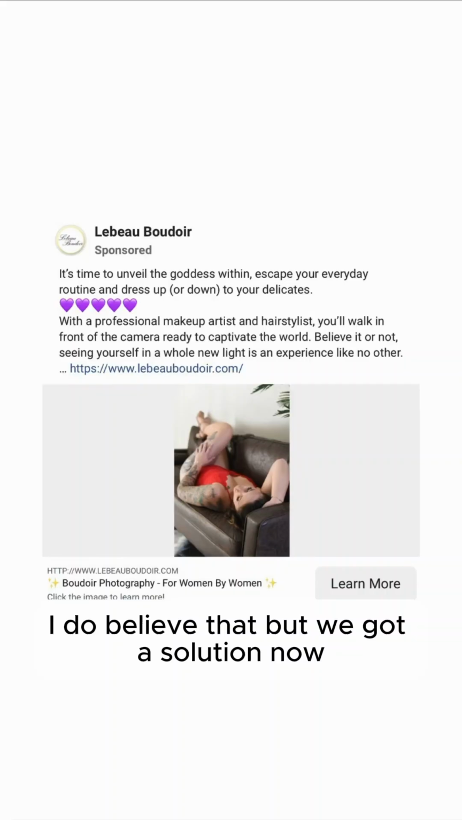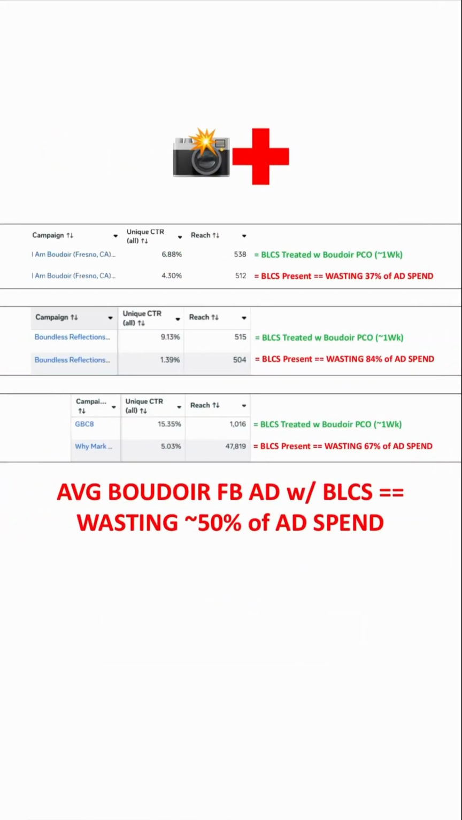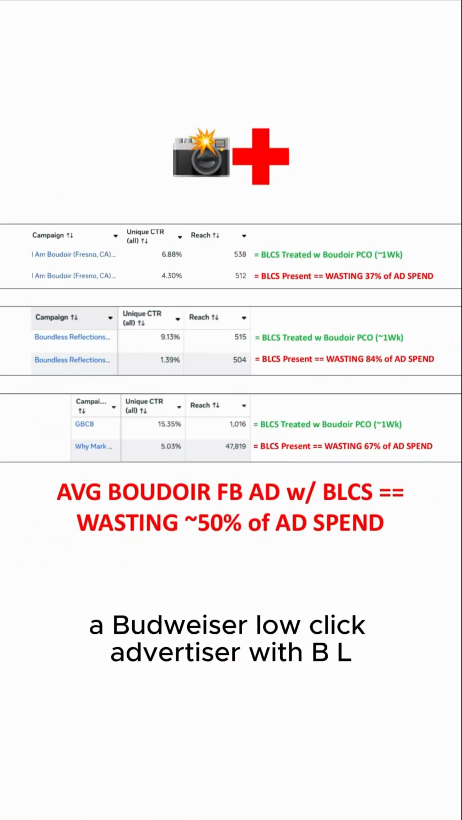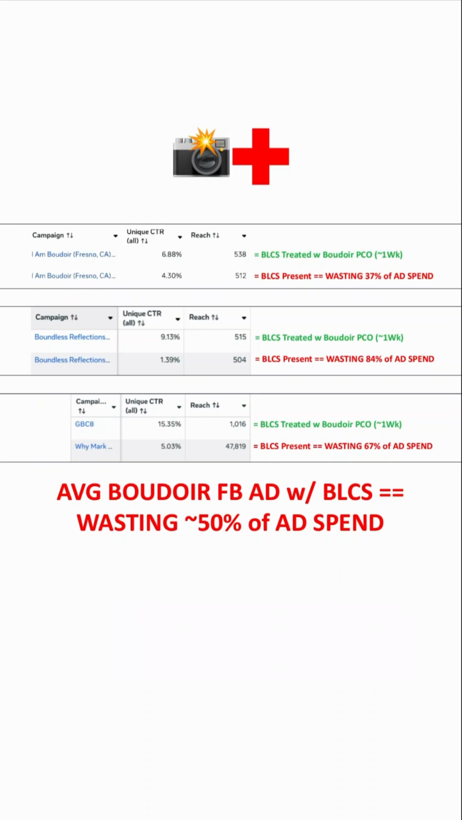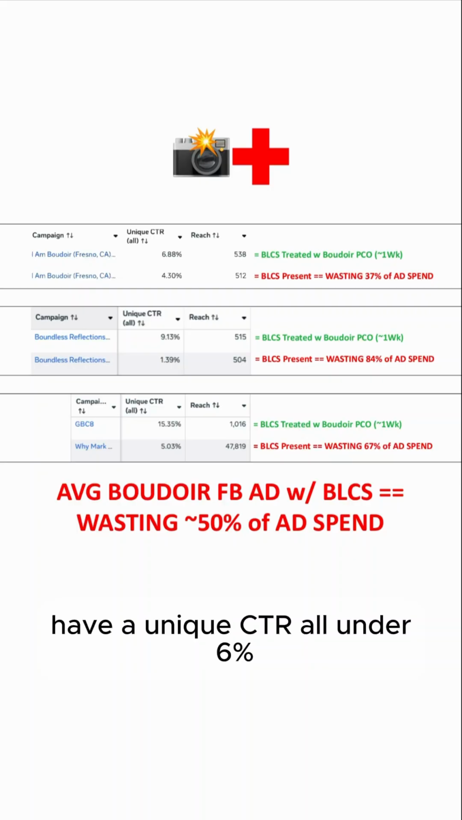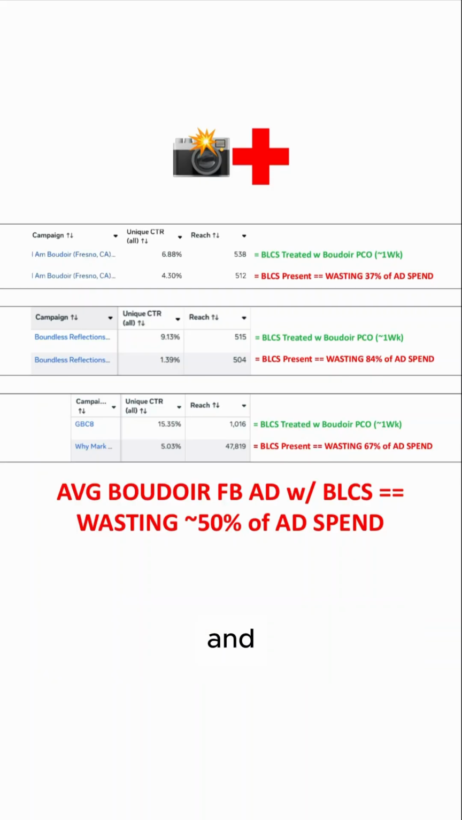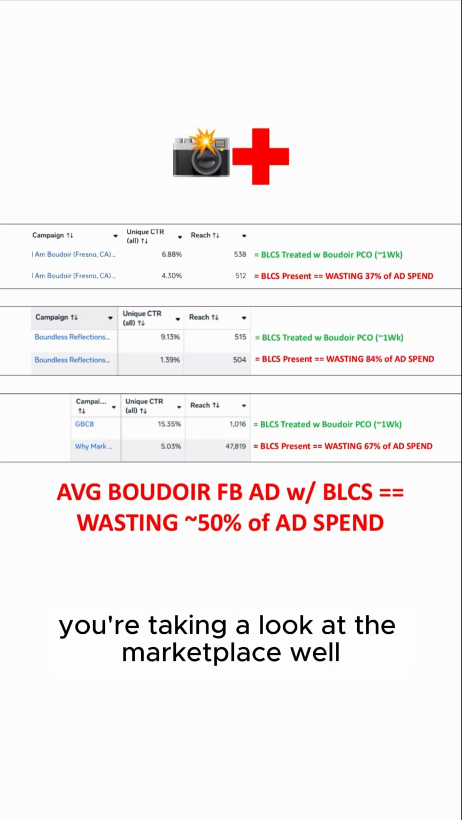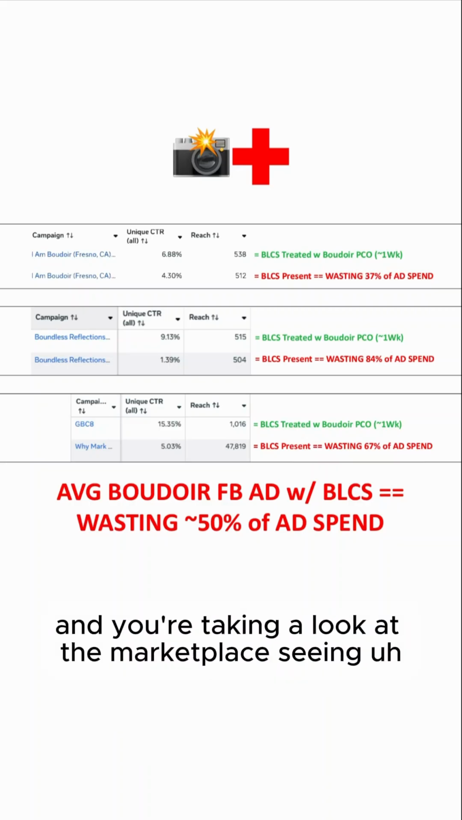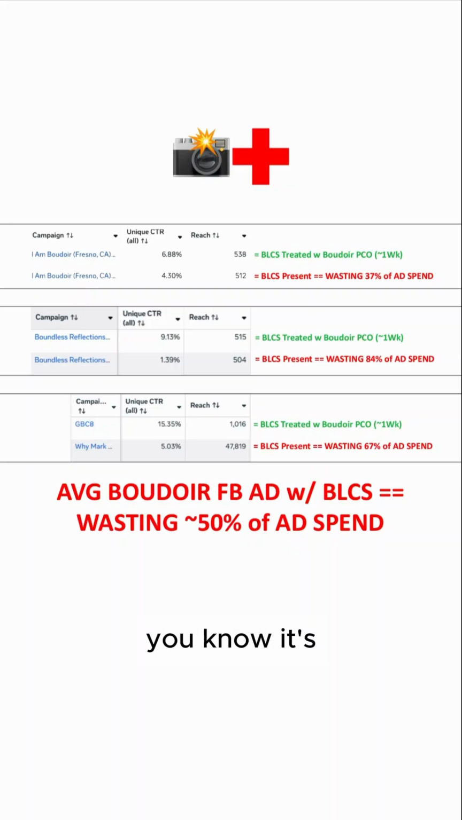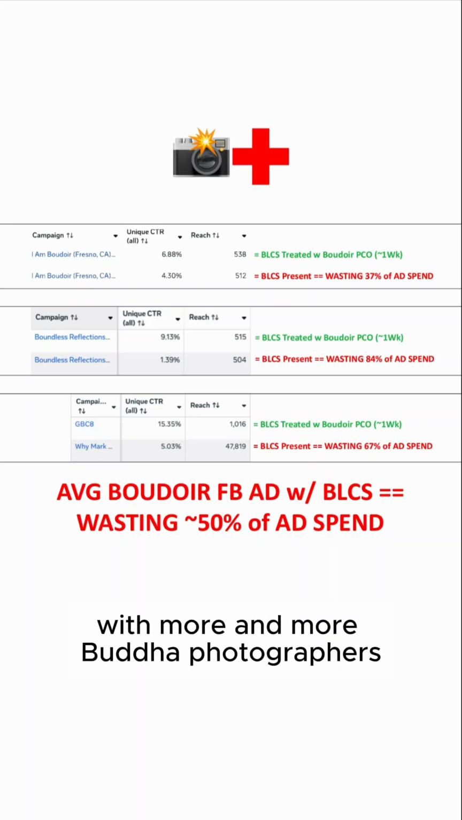But we've got a solution now. We've got Boudoir Pico. So if you're a BLCA, a boudoir low click advertiser, with BLCS, boudoir low click syndrome, your Boudoir Facebook ads have a unique CTR under 6%, and you're taking a look at the marketplace. You're spending more than 10 grand a month on Boudoir Facebook ads, and you're seeing it become more and more saturated with more and more boudoir photographers day after day.